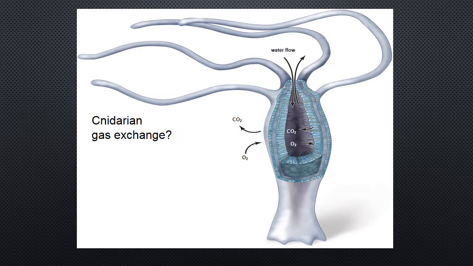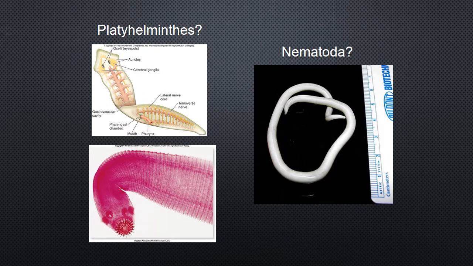For Cnidaria, the gas exchange again is the same thing. It's diffusion because we have water flow coming in and out, and it's only a few cell layers thick, so there's direct exchange with that water. So once again, diffusion is the means of respiration. Okay, this isn't going to surprise you anymore. The platyhelminthes and the nematoda, again, through diffusion, directly across their skin. That's why, again, these animals must stay in a moist environment because water is required for that gas exchange to occur.